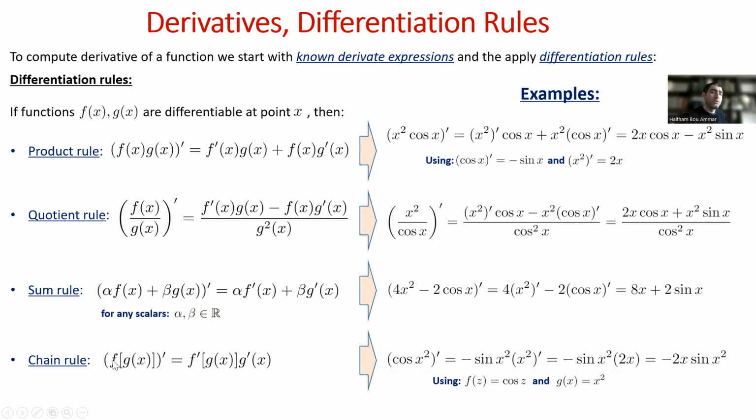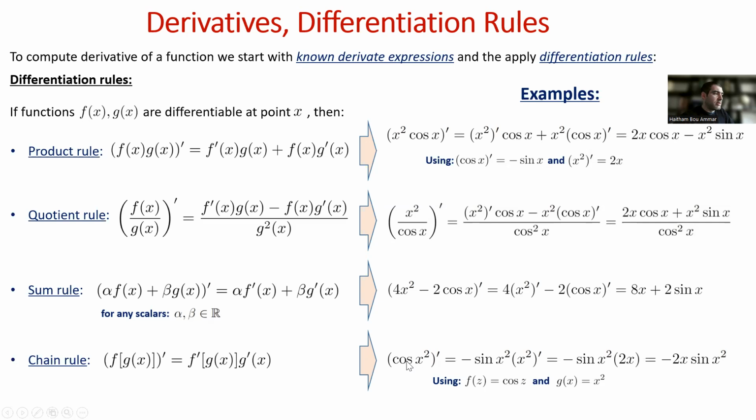The computation of the chain rule derivative is simple. It tells us that if you want to compute the derivative of this compositional function, f of g of x, then you need to compute the derivative of the outer function f, evaluate that at g of x, and then multiply that by the derivative of the inner function, which is g of x.